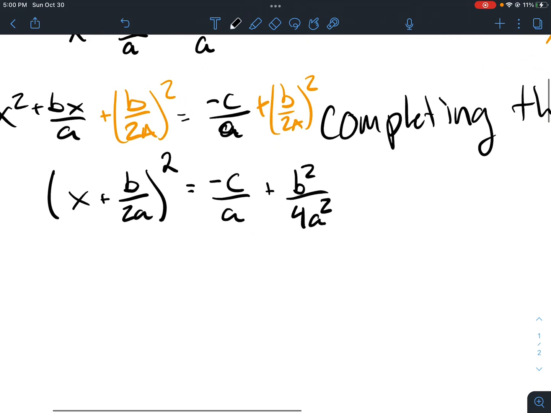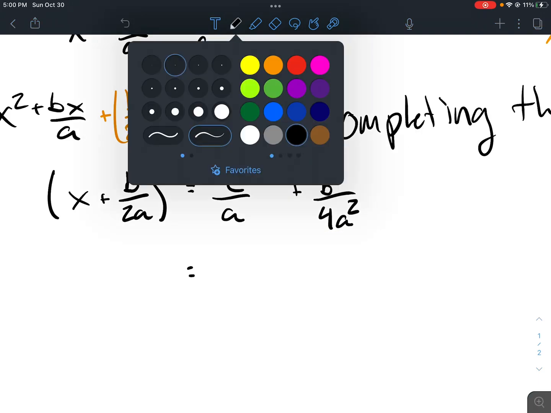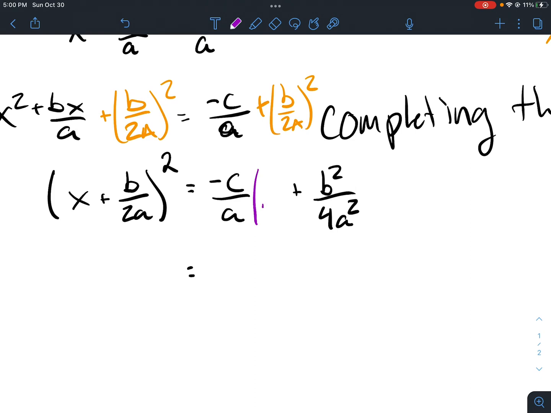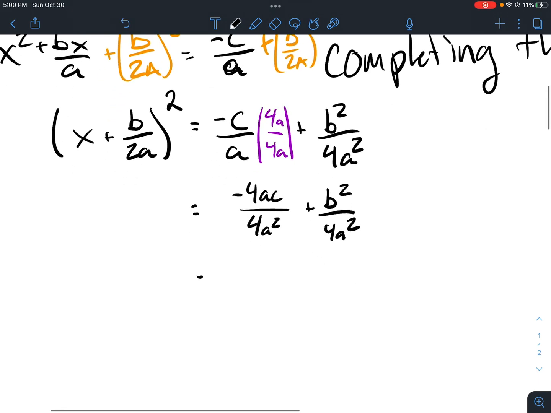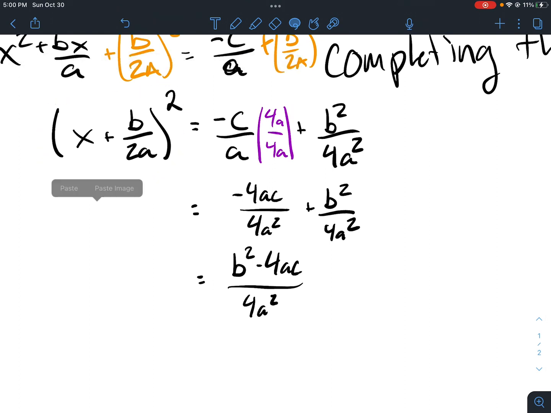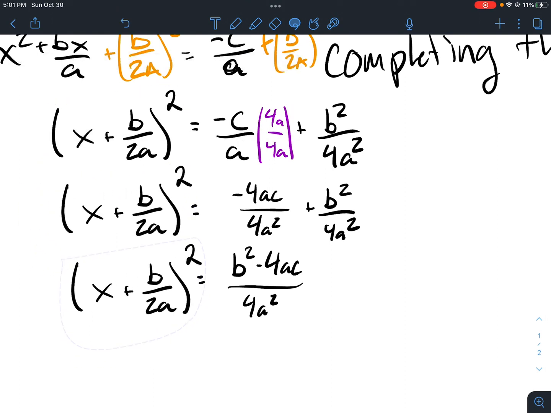So now what I want to do is combine like terms on the right side. And think about it: if I'm going to combine like terms, I'm going to need a common denominator. So I'm going to multiply this by 4a over 4a. So I'm going to get negative 4ac over 4a squared plus b squared over 4a squared. And this then just simplifies down to b squared minus 4ac all over 4a squared. So let's copy this a few times so we know what we're doing.